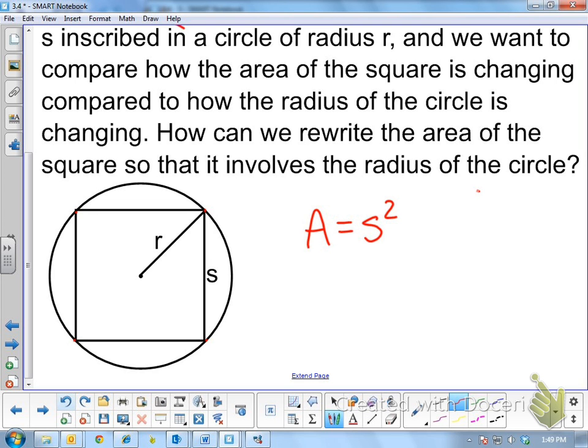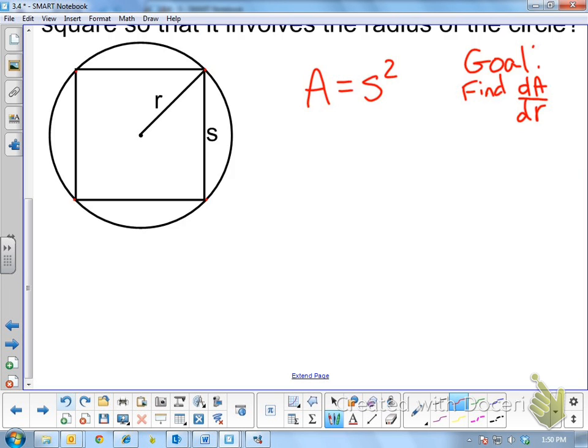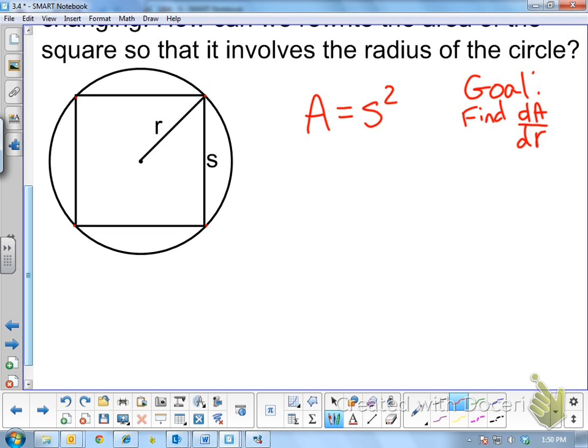But our goal is to find dA/dr. It said if we want the rate that area is changing compared to the radius. That's a problem because I don't have any r's. All I have is s. So somehow I have to relate r and s together so that I could replace s with some version of r. But it has to follow mathematically correct principles. I can't just say s equals r. Are these the same length? No. So we need to know some geometry in order to do this.